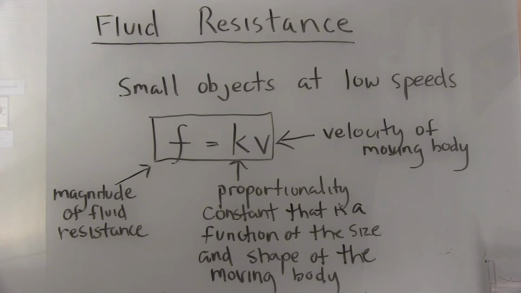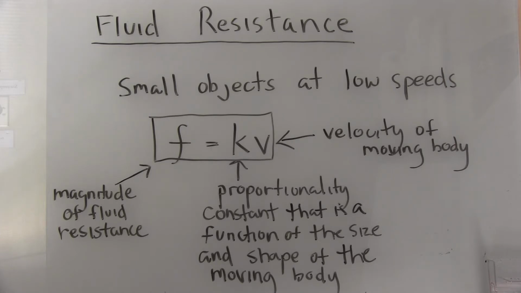Fluid resistance. If you've ever stuck your hand outside of a moving car window and felt the push of that air, you've experienced fluid resistance. The direction is always opposite that of motion, and the magnitude increases with the speed of the moving body. And unlike kinetic friction, which is independent of speed, this has a value of speed in the equation.